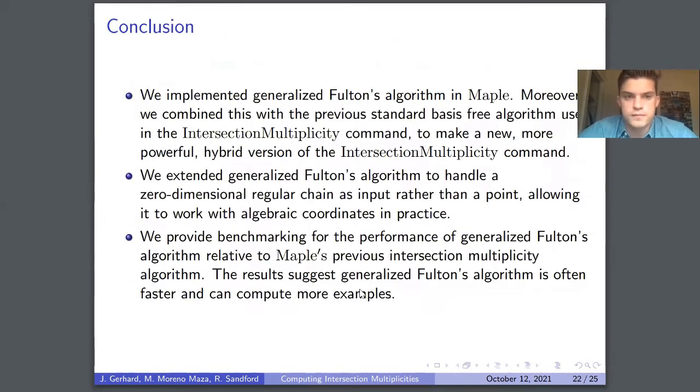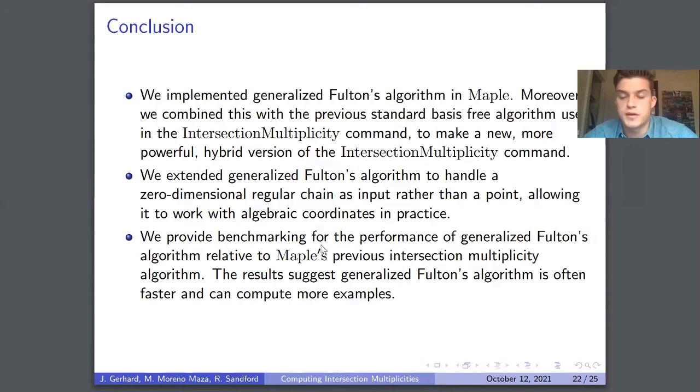And yeah, so in conclusion, what we did is we implemented this generalization of Fulton's algorithm in Maple. And moreover, we combined it with the previous standard basis free algorithm to have a hybrid standard basis free intersection multiplicity algorithm, which applies the generalization of Fulton. And if it fails, we'll apply the old algorithm. We also extended the generalization of Fulton's algorithm to work with zero-dimensional regular chains rather than a point, which allows us to handle algebraic coordinates of our point and work in field extensions.